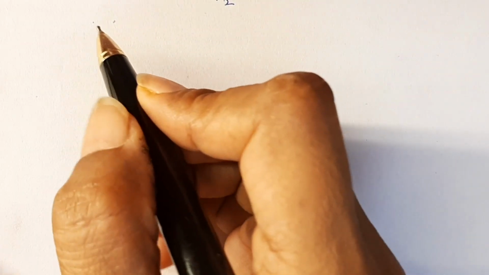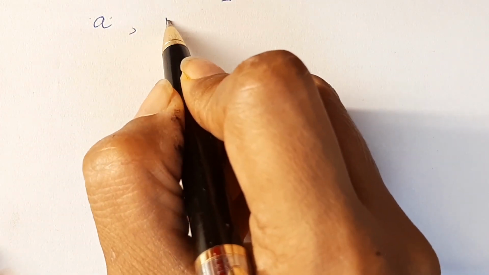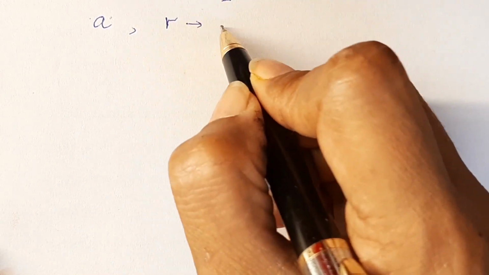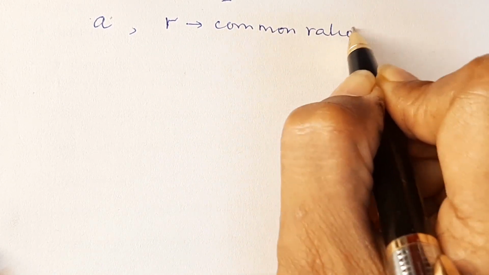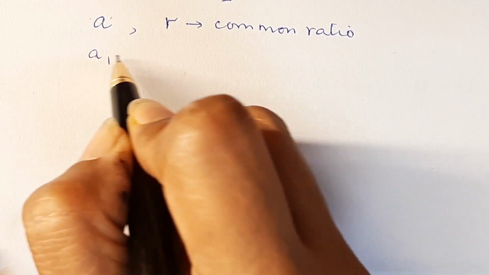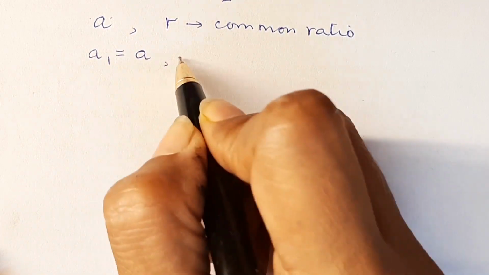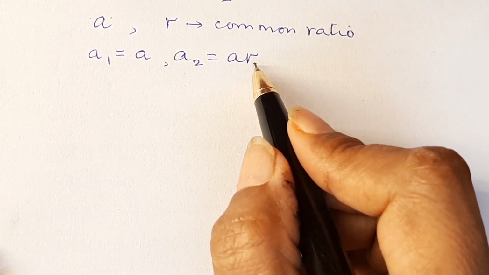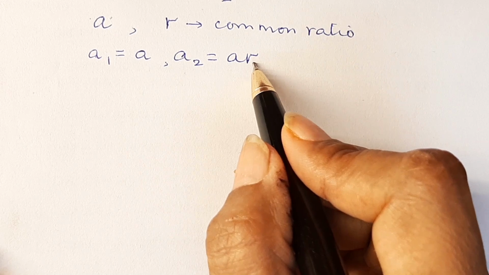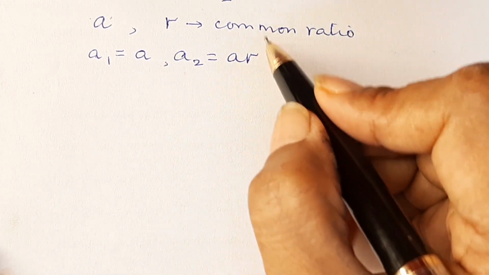So now if we want to come to the definite pattern or rule for the general term, we will talk about A, which is the first term, and we will talk about R, which is the common ratio. What is R? Common ratio. So if we say our first term A1 is A, then our second term will be AR, because A multiplied by the common ratio will give us the second term.